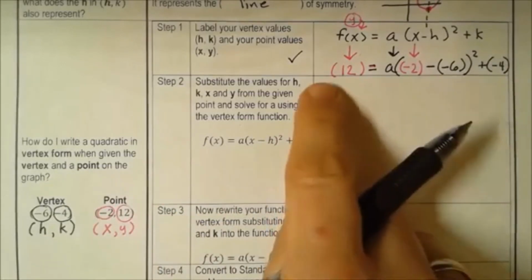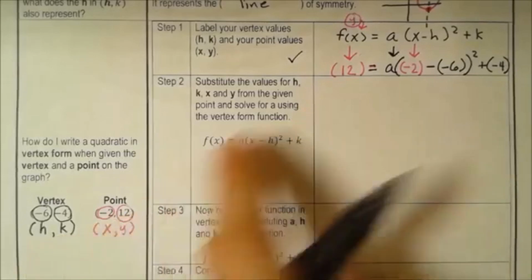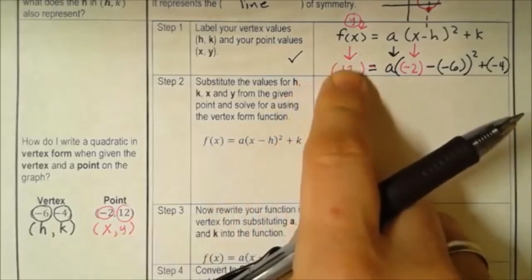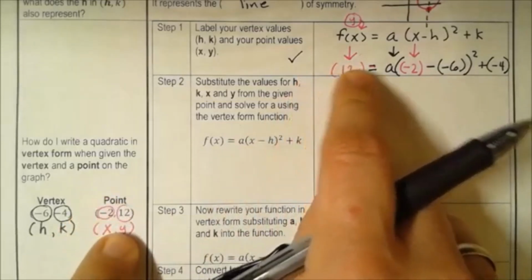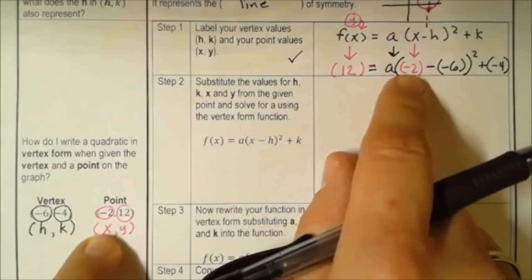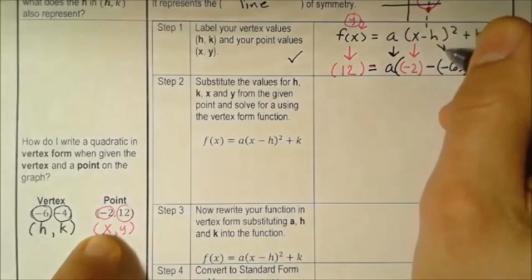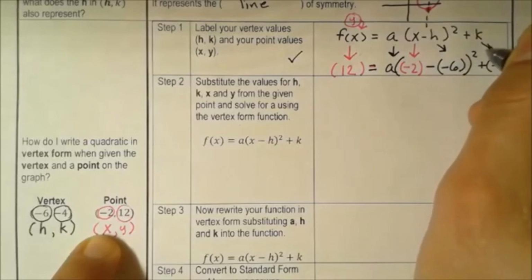Alright. Now you can see we just replaced 4 different variables. So it's very important to label them and double check that you did everything right. Y is 12. X is negative 2. H, I should have put an arrow to it. That's my h, and that's my k.